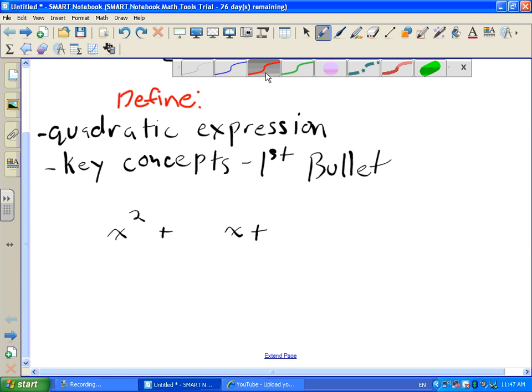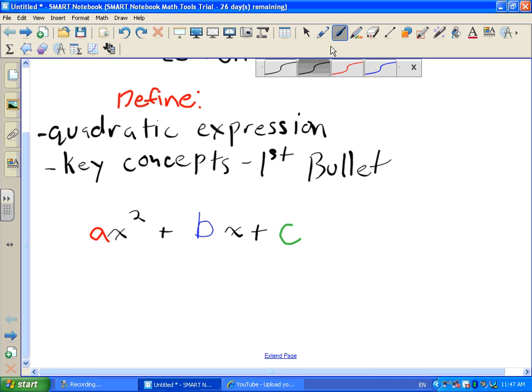uses these terms. A, B, and C. Okay, guys? So, this is our theoretical model. We have ax squared plus bx plus c. This is what we're used to looking at. I'm going to show you how all these letters relate to each other.